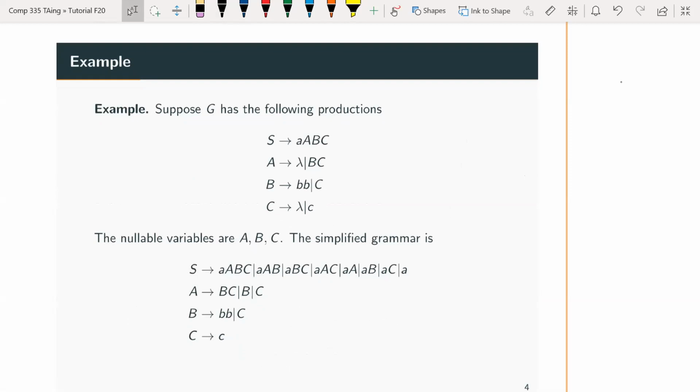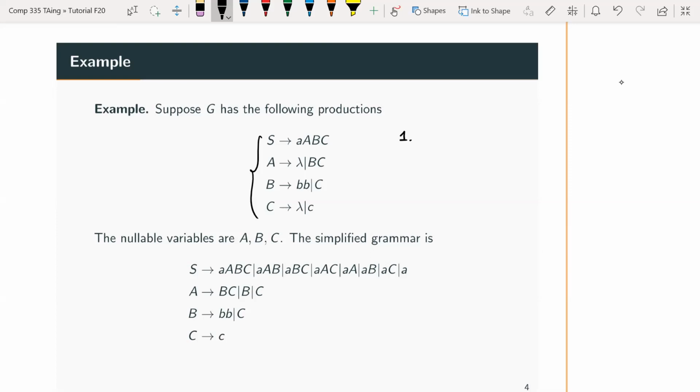We have a grammar G with these production rules, and we want to eliminate all the lambda productions. Okay, so how are we going to do this? Well, remember, the first thing is we're going to want to identify the lambda productions and the nullable variables.